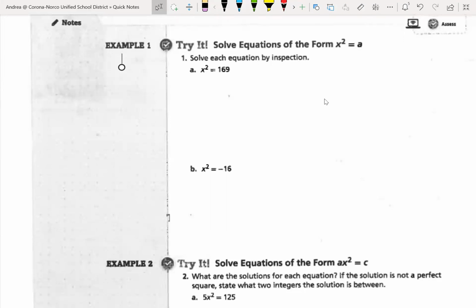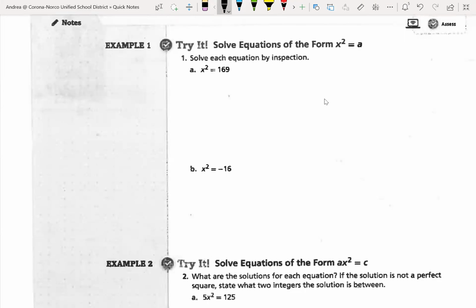So we're going to solve each equation by inspection. We're just going to solve it. Okay, so we need to go over solving. Right now I have x squared equals 169. Does anyone know how to undo a squared variable or squared something? Square root, right? Okay, we need to know that.